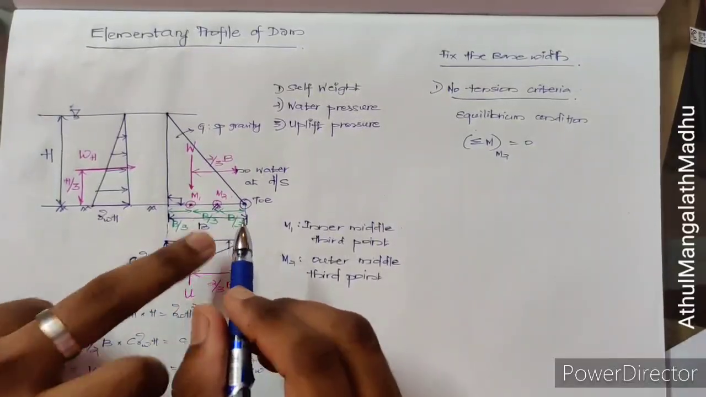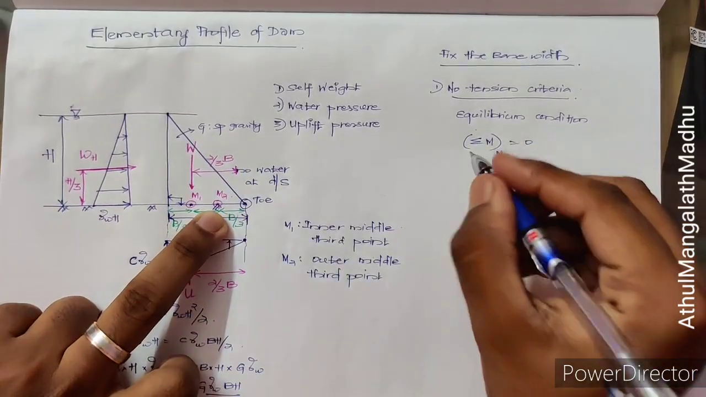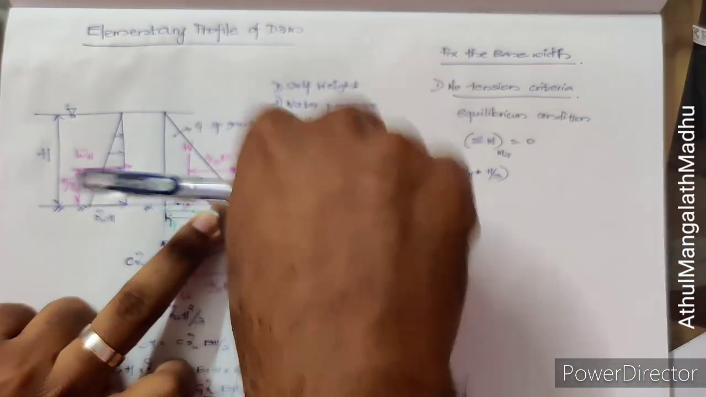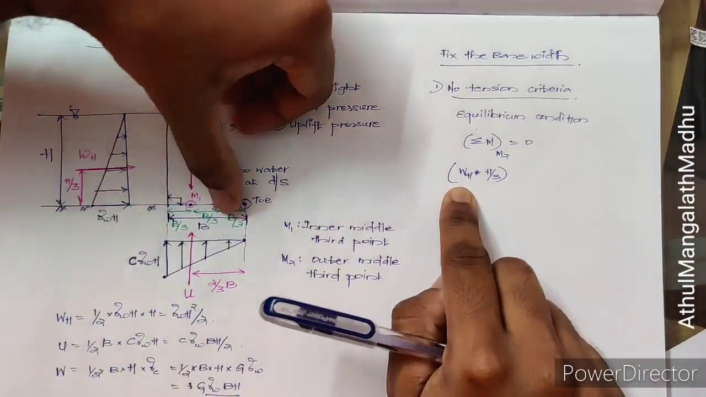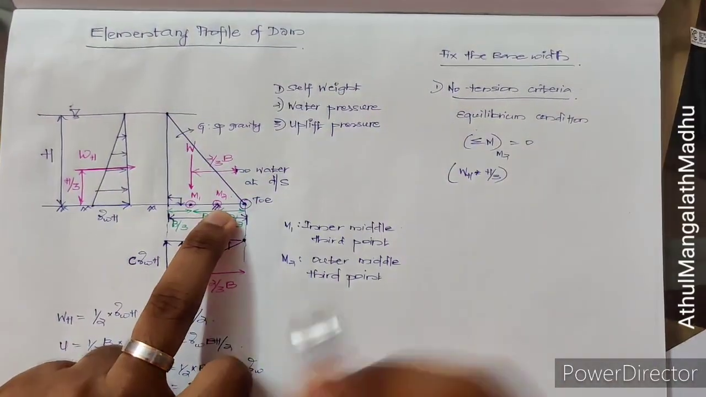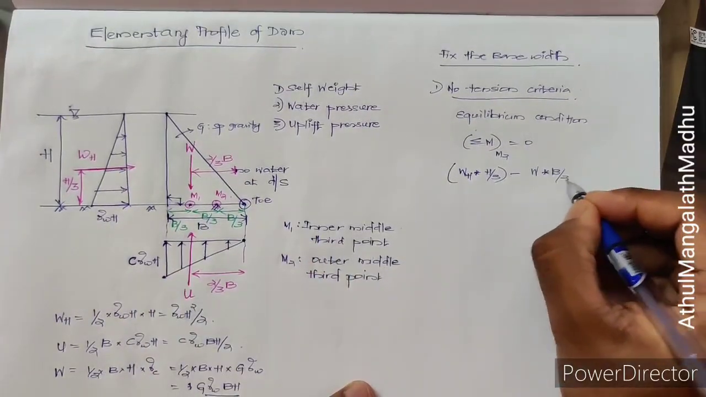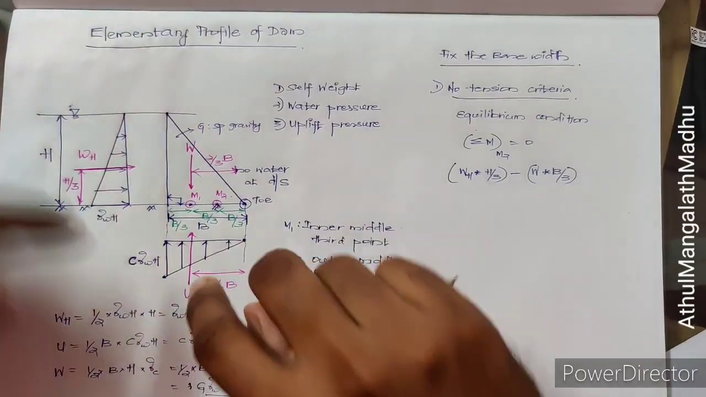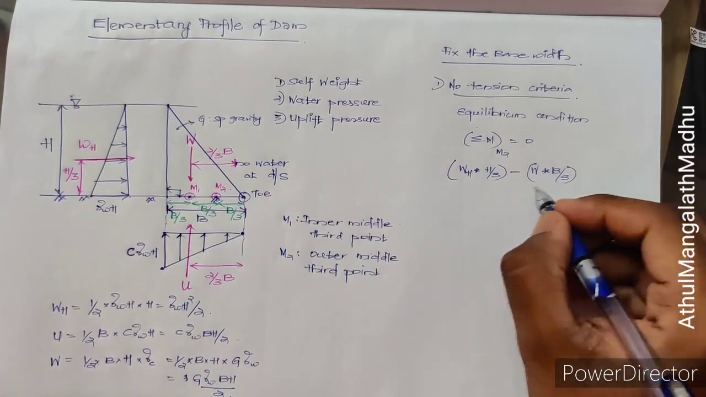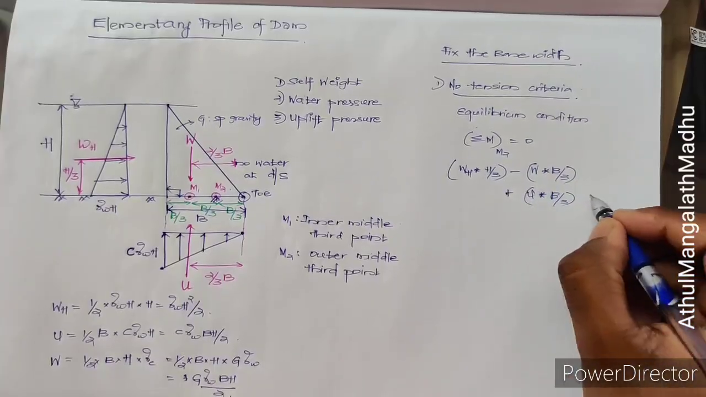About the point M2, considering WH, the distance from M2 will be H by 3. So WH into H by 3, and that is acting in the clockwise direction, so it is positive. Now the moment due to W about this point is anti-clockwise, so that is minus W multiplied by this distance, B by 3. Similarly, U about M2 has a clockwise moment, so it is positive: U multiplied by B by 3. This has to be equal to 0.